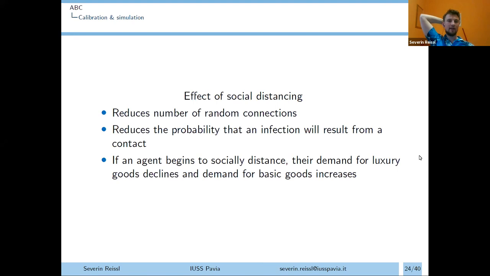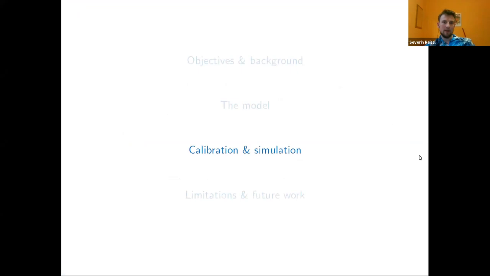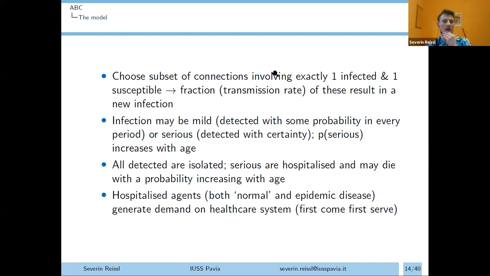Secondly, social distancing will reduce the probability that an infection will result from a contact. So recall that in the epidemic model, we take this subset of connections, which involves exactly one infected and one susceptible individual. Then we take a fraction of those and we say that each of those results in an infection with certainty. Now, if one or both of the agents involved in this connection socially distances, then the connection will result in an infection with a probability that is smaller than one.